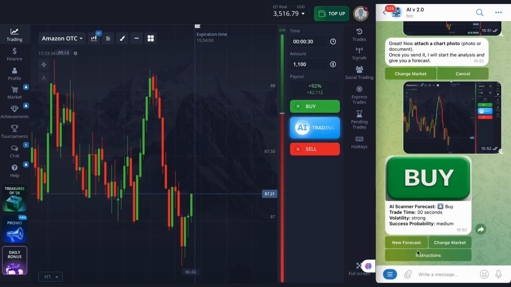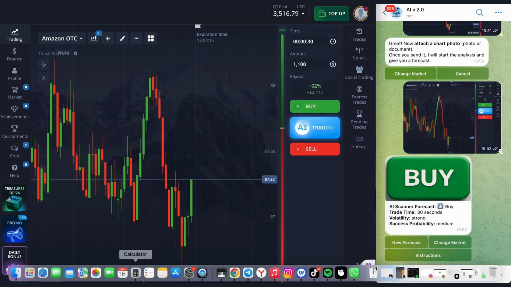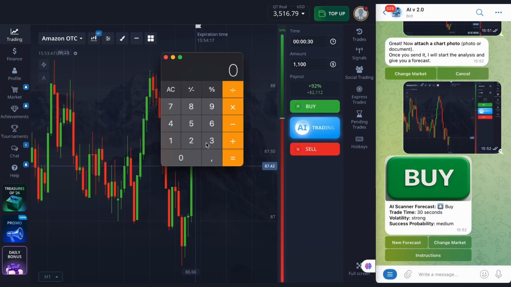$316.79, and we were able to make that, ladies and gentlemen, in less than 25 minutes. It has been a good time between the market today, trading this account from $50 to $3,516. Let's take our calculator and see what does that mean to us. We subtract from our total account balance, which is $3,516.79, and then we subtract the total amount of money we've invested, which was $50 in total.